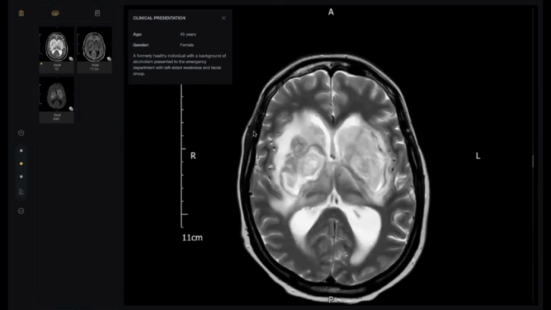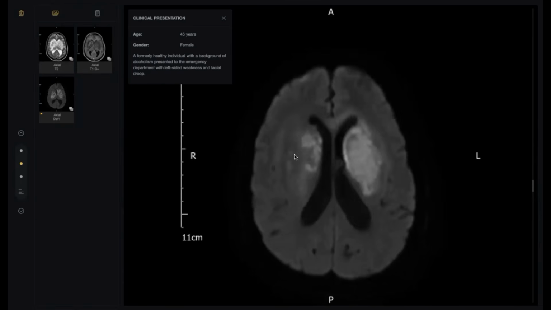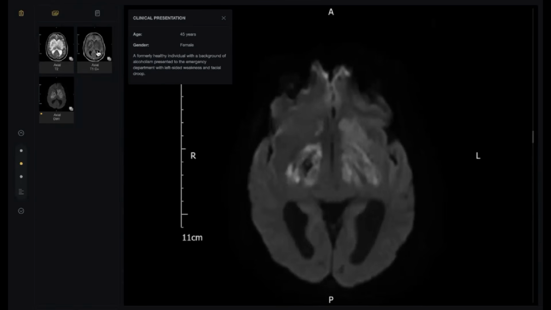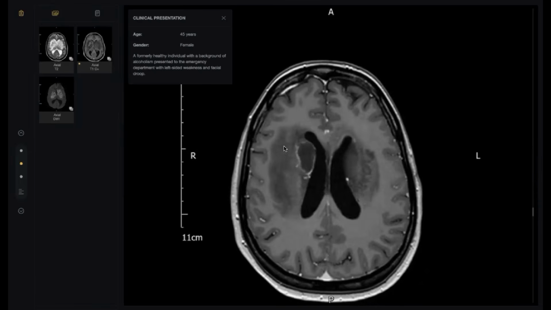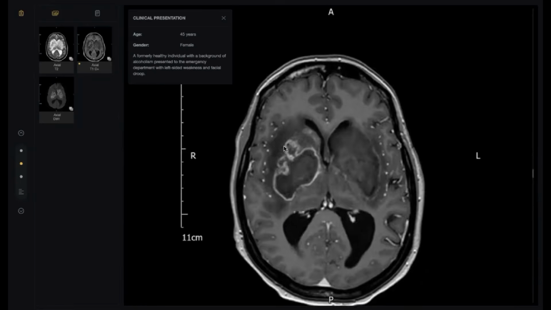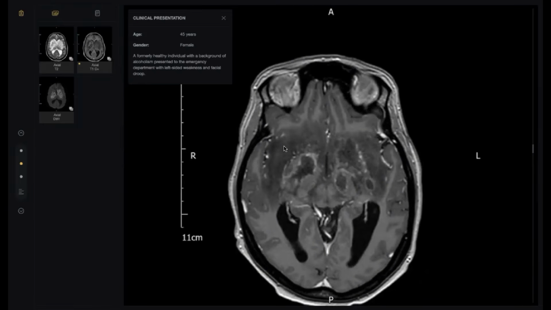What do you think? This is T2. This is diffusion. This is post contrast. So now the lesion became bilateral in both basal ganglia with similar signal abnormalities, which is high on T2 with diffusion restriction and marginal enhancement. So my first differential would be abscess, considering that it's progressing and becoming multiple.